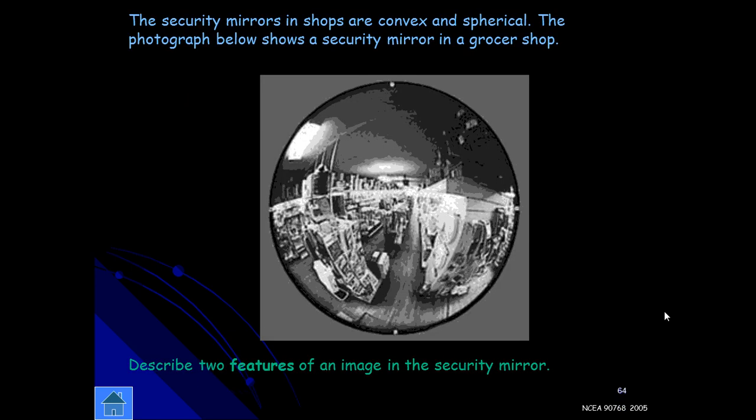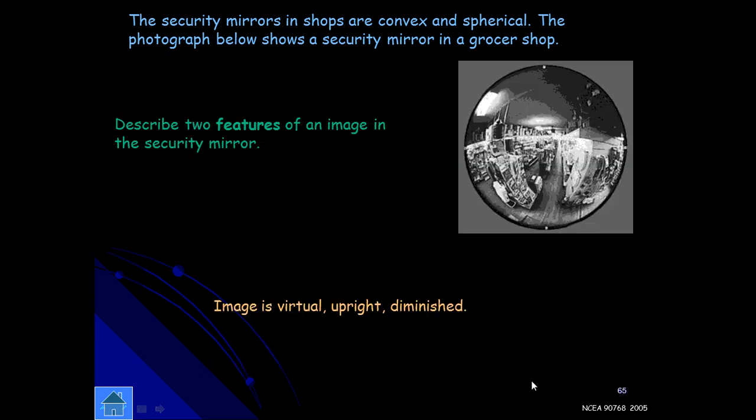What about some of the uses that we have for these types of mirrors? The security mirrors in the shop are convex and spherical. This shows the image, say in a corner shop, grocery shop, and we need to describe the two features of an image inside the security mirror. So the image is virtual because we see it inside the mirror. It is clearly the right way up, and it's clearly smaller than the true grocery shop.